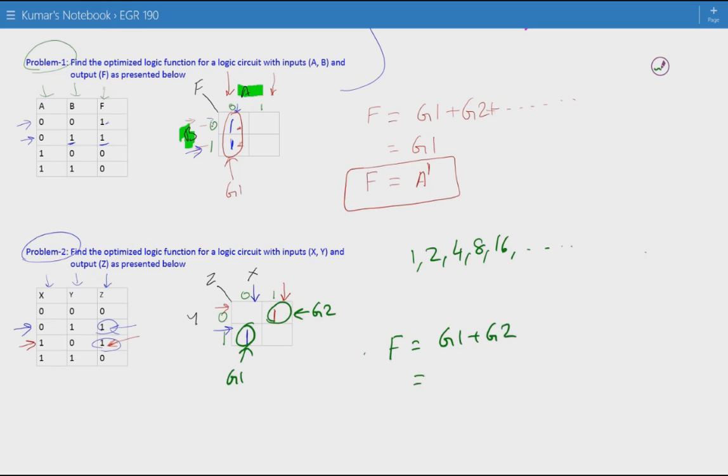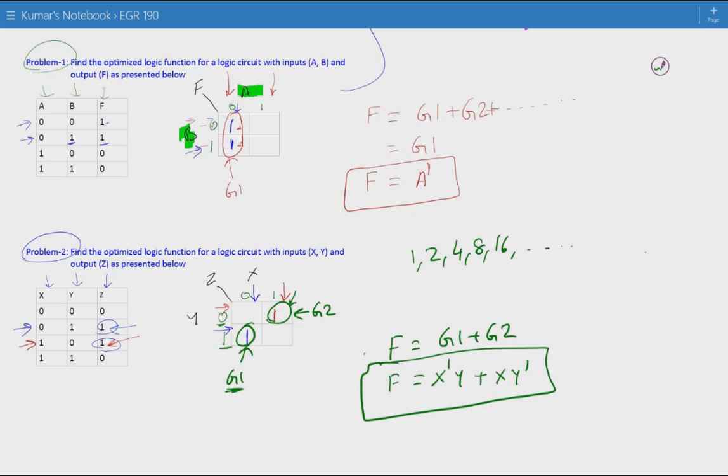So group 1, let's look here, which is group 1. In this entire cell, what is the value of X? X is 0, so we write X bar. And Y here is 1, so we write Y. Plus group 2, here is group 2. The value of X is what here? X is 1, so we write X. The value of Y is 0, so we write Y bar. So our function F is X bar Y plus X Y bar.